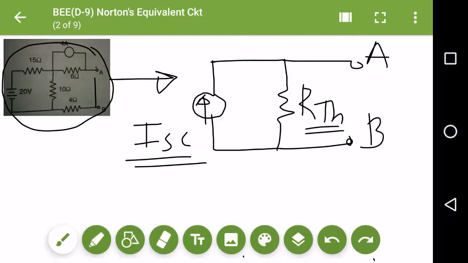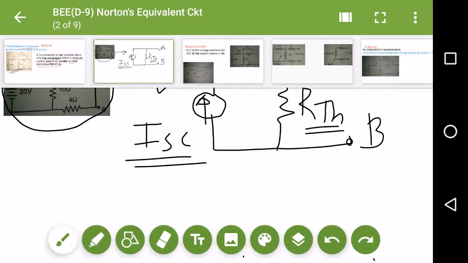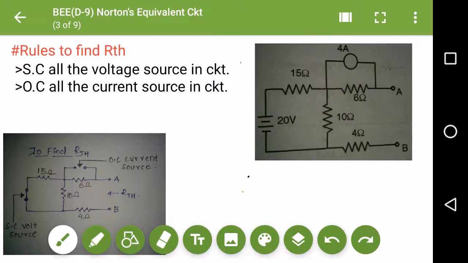The first thing we will find is RTH, because it is easy to find. That is the total resistance, and to find RTH we need to follow some rules. To find the total resistance of a circuit, we have to put all the values in our circuit in the form of resistance. So I will put my 15, 6, 10 and 4 ohm resistances, and I will try to eliminate this battery and also this current source.